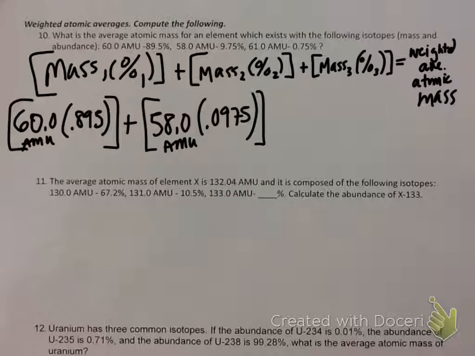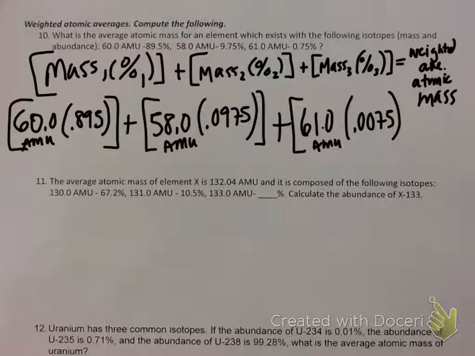And the third isotope has a mass of 61.0 AMUs and an abundance, oh boy, of 0.75. And I'm going to actually do this on my calculator. 0.75 divided by 100 because I always screw these up. So 0.75 divided by 100 is 0.0075.